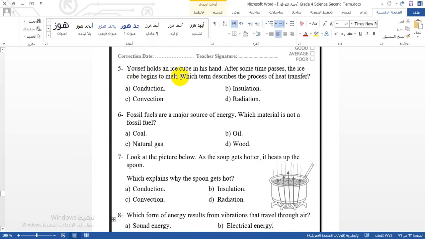Yusuf holds an ice cube in his hand. So this is an example of what, guys? If you hold something cold and your hand is warm, this is an example of conduction. Okay, guys, this is an example of conduction, because two objects are touching.